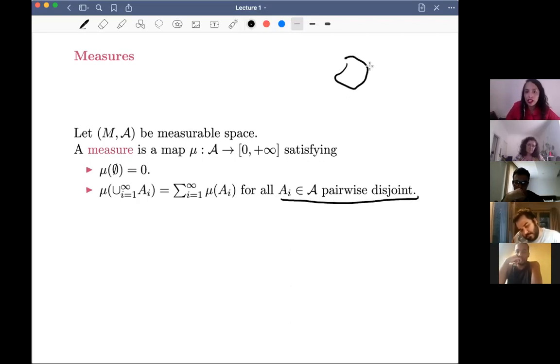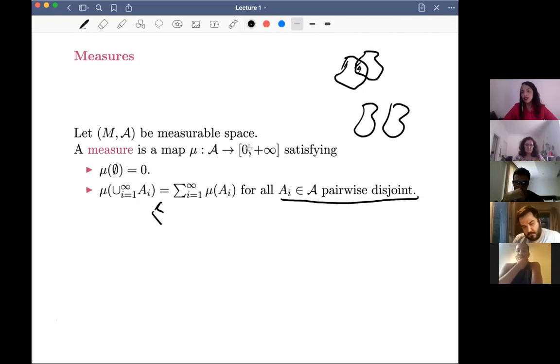So you have your sets. If they have intersections, then we should change this for smaller or equal. But if they don't intersect pairwise, then the measure of the whole union is the sum of the measure of each. So you measure each set and then you add all the measures. What makes sense, no? This is actually called a sigma additive measure, but I'm calling it measure here because that's the condition that I want.